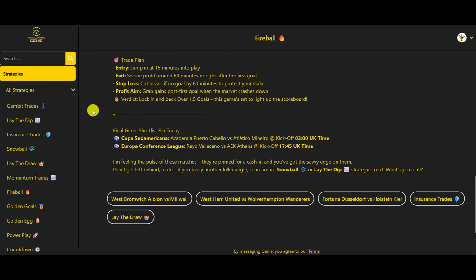So we're going to take a look at some specific matches in just a moment, but I do want to just quickly go over what is actually under the hood in the Football Trading Genie.